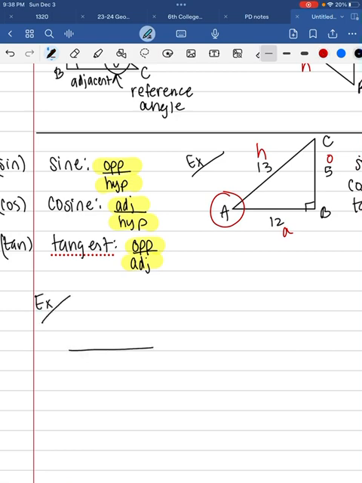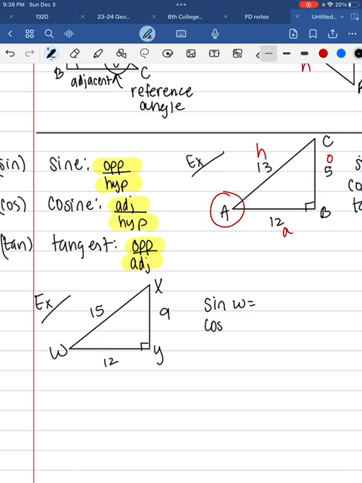All right, a right triangle. We're going to have W, X, Y. And then numbers, we're going to have 9, 12, and 15. And then I want you to find sine of W, cosine of W, and tangent of W.